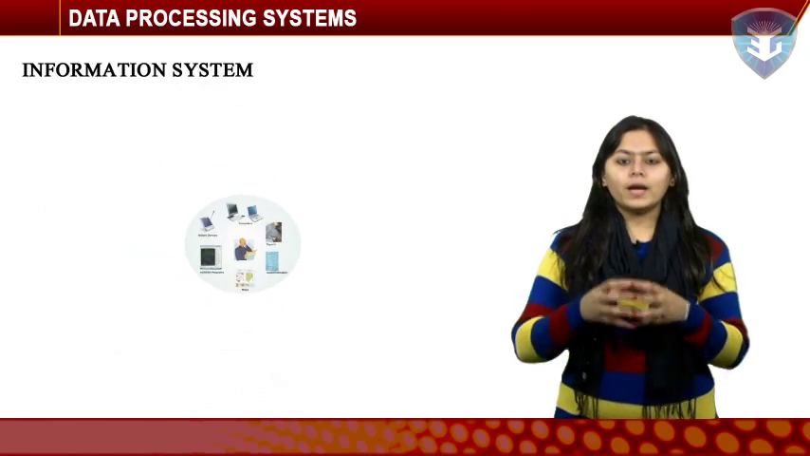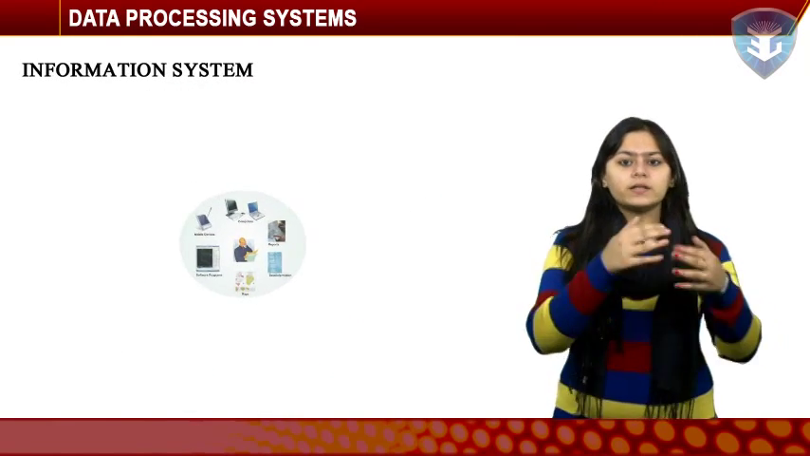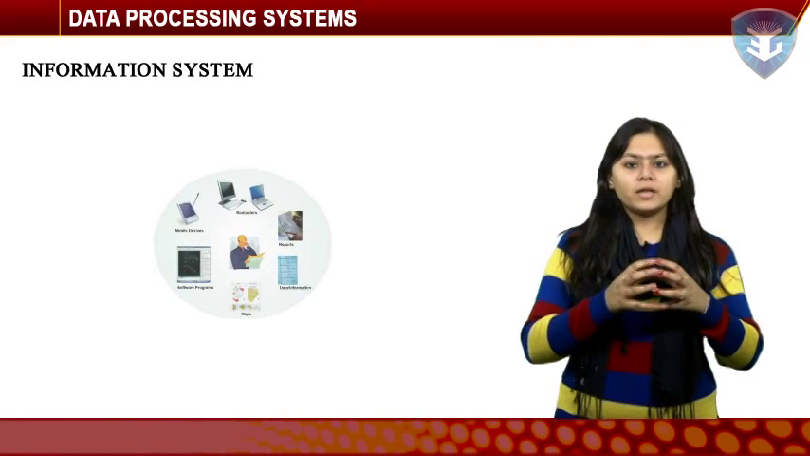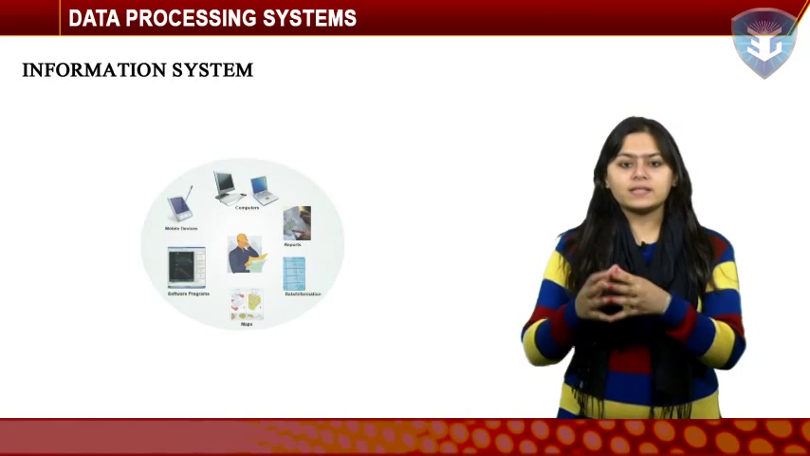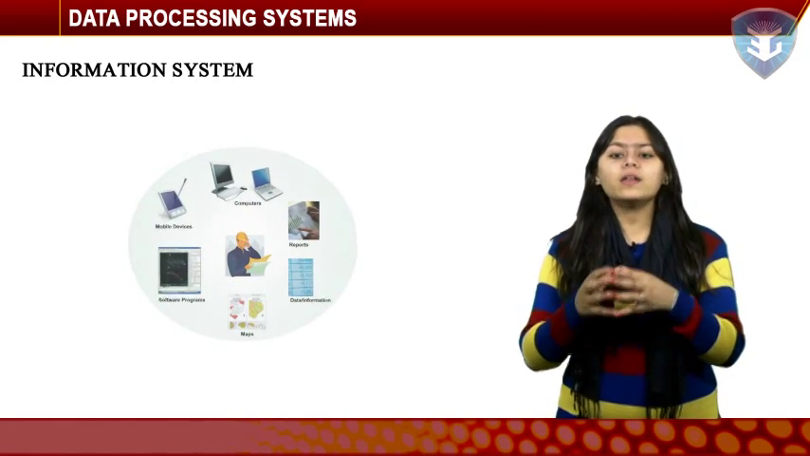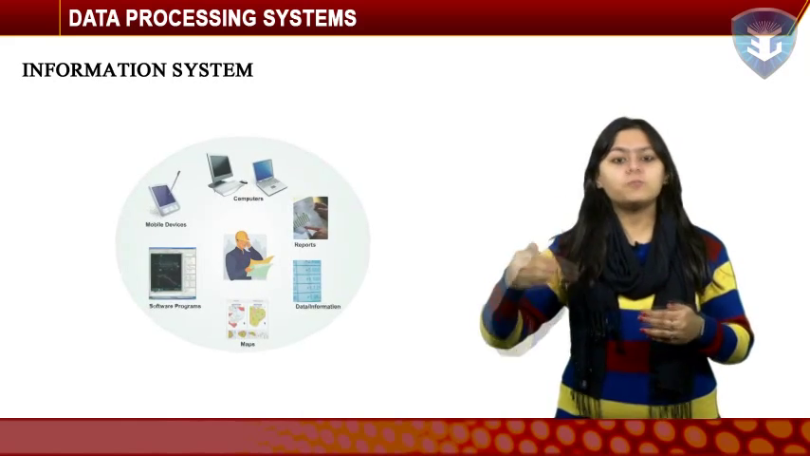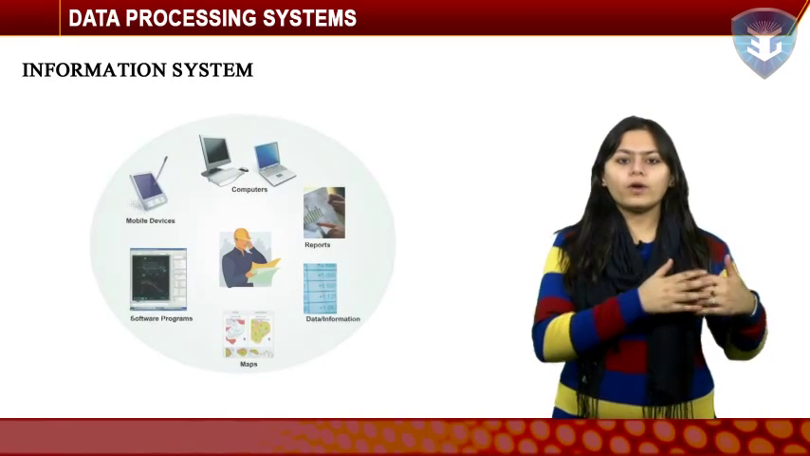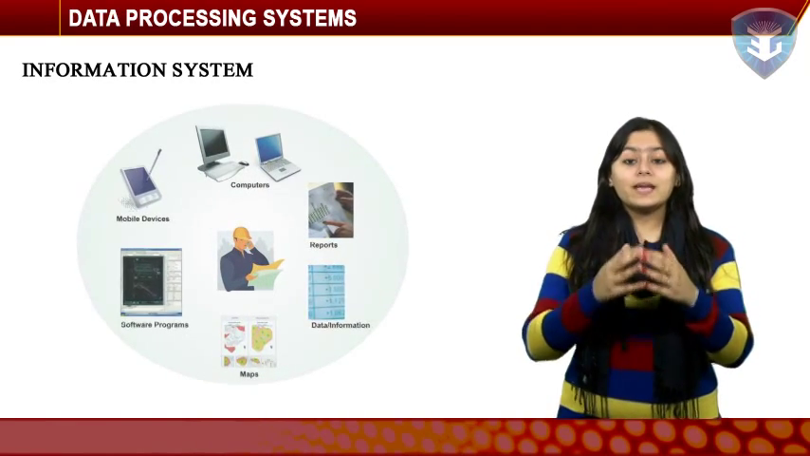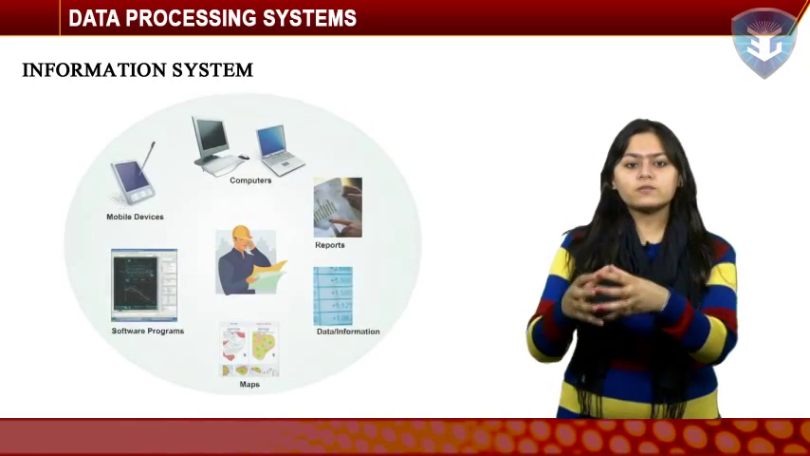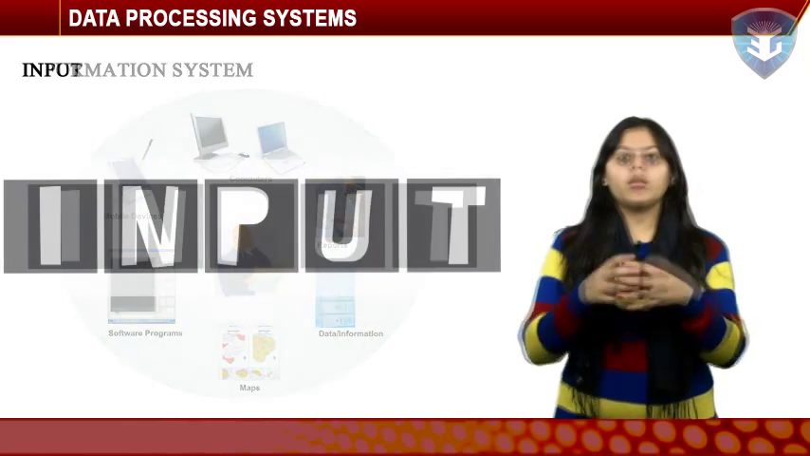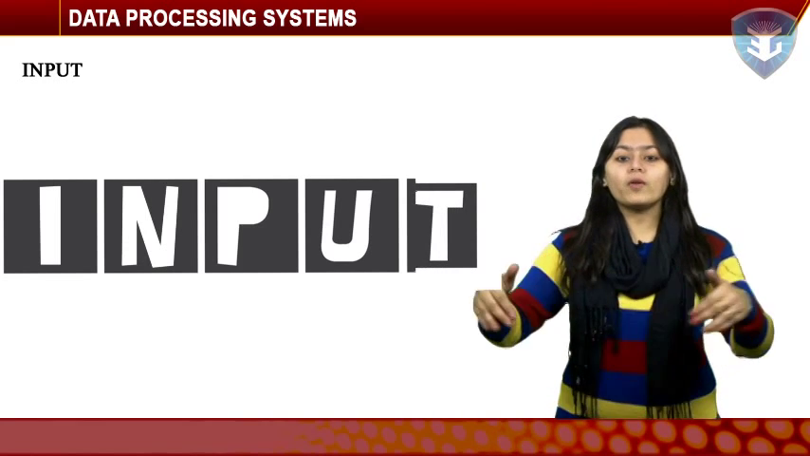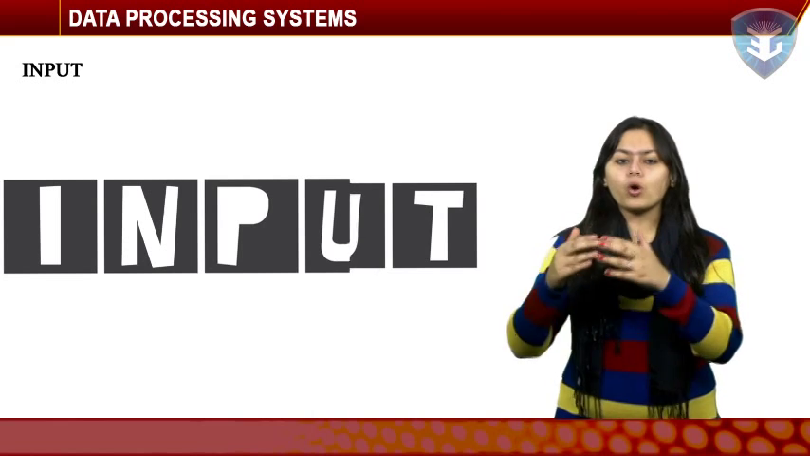Information system. It is a set of interrelated elements or components that collect, input, manipulate, process, and disseminate output data and information, and provide a feedback mechanism to meet an objective. As a component of an information system, feedback is critical to the successful operation of a system. Input. In information systems, input is the activity of gathering and capturing raw data.